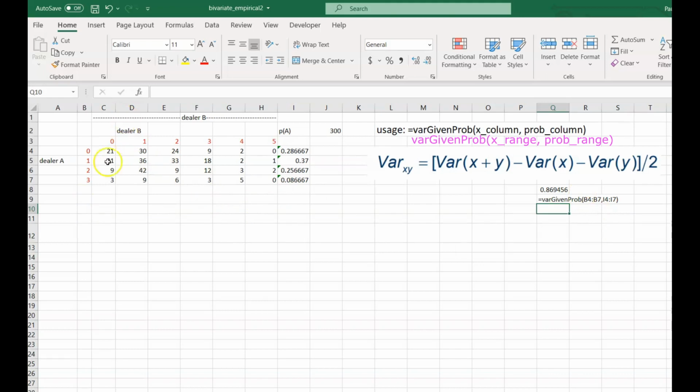Apply the exact same methodology to dealer B. So this is X, and let's produce the corresponding probability. We call this PB, probability B.